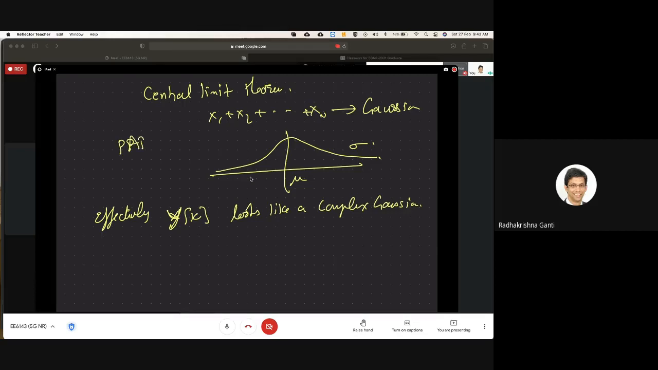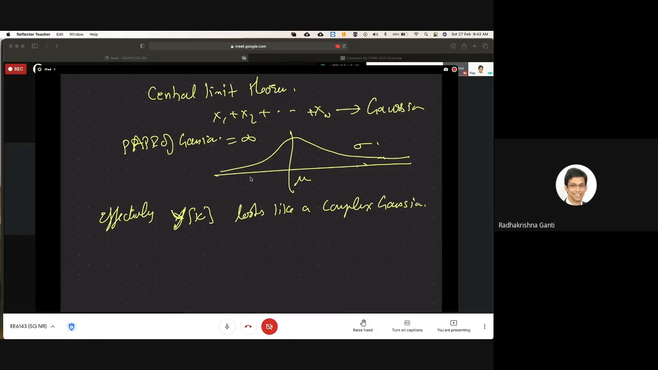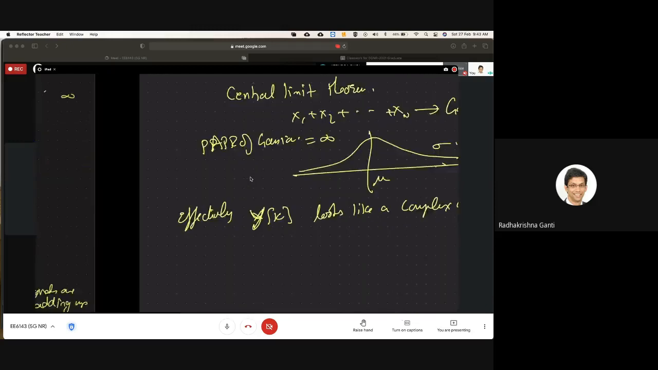So what is the PAPR of a Gaussian? Can anyone tell me? Of a theoretical Gaussian distribution. Gaussian goes all the way to infinity, no? So the PAPR of a Gaussian is infinity. The mean can be anything, but the maximum value of a Gaussian random variable can be infinity. In practice, you will never get infinity because you are power limited and other things. It effectively looks like a Gaussian, but it's not technically Gaussian.